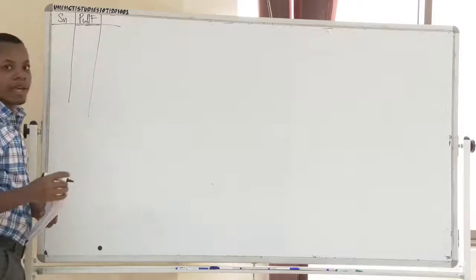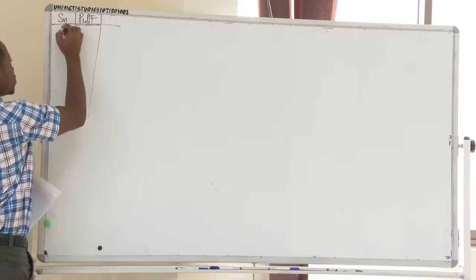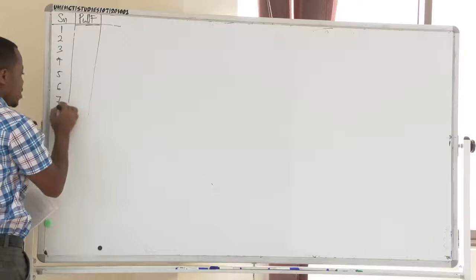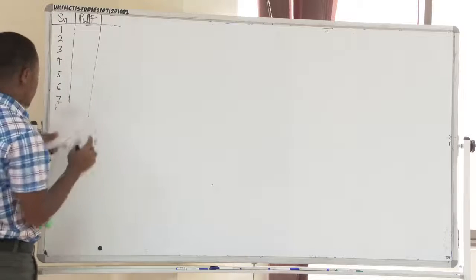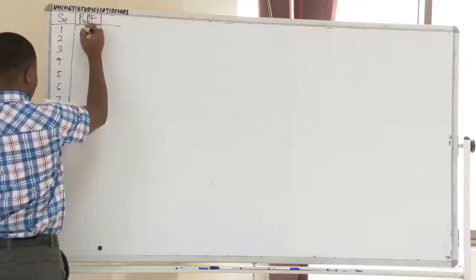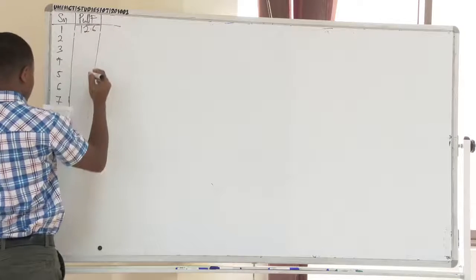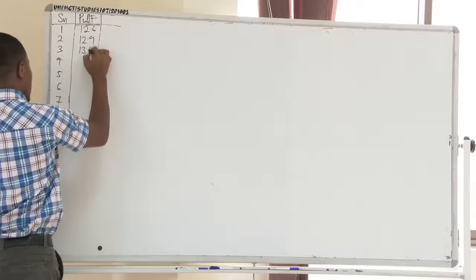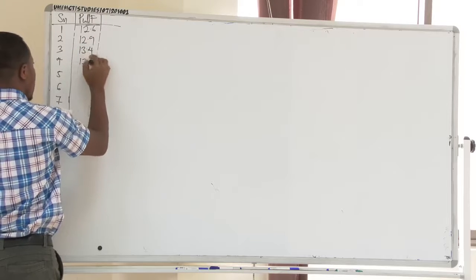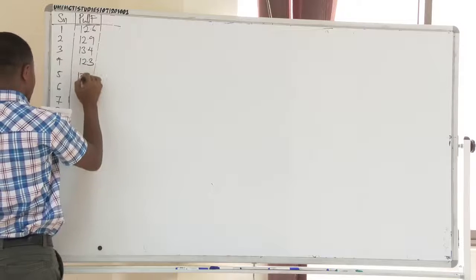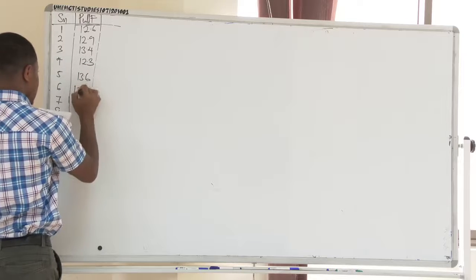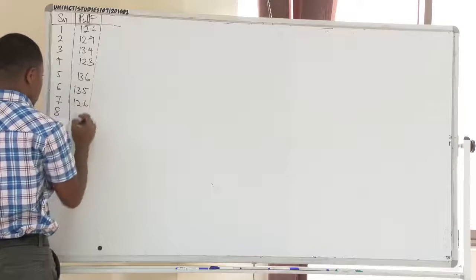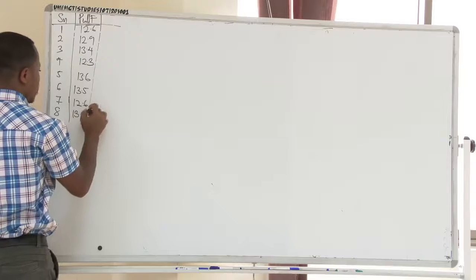Now remember, he did this for 8 connectors, so we are going to have 1, 2, 3, 4, 5, 6, 7, 8. For the first observation, he had a pull-off force of 12.6. The next one happens to be 12.9, 13.4, 12.3, 13.6, 13.5, then 12.6, and lastly 13.1.